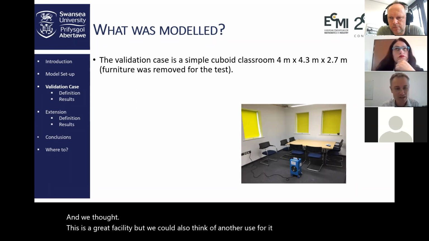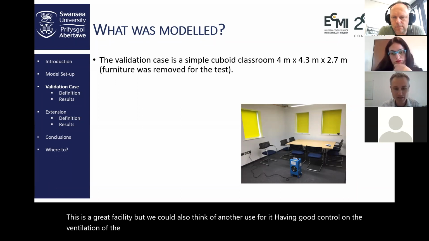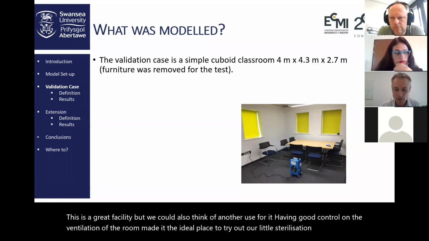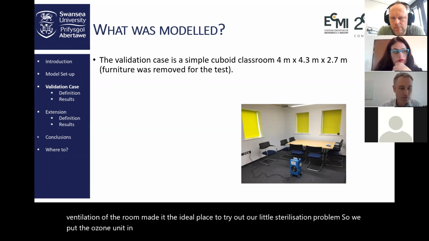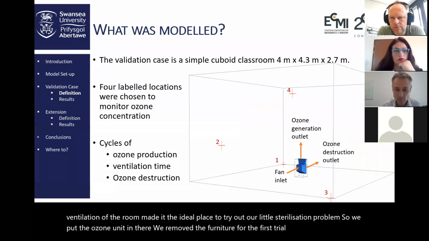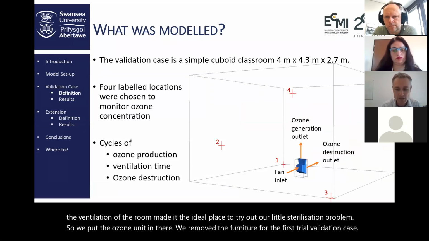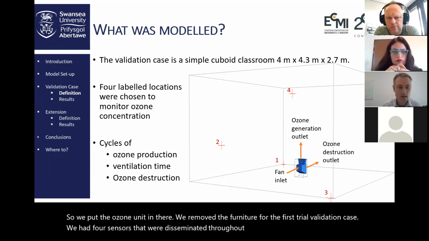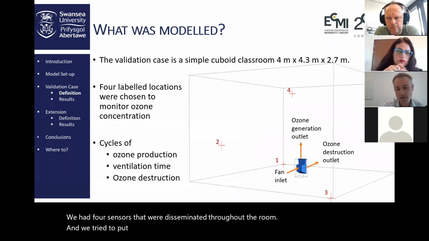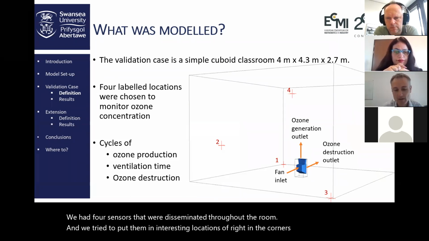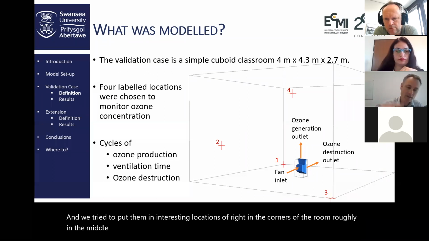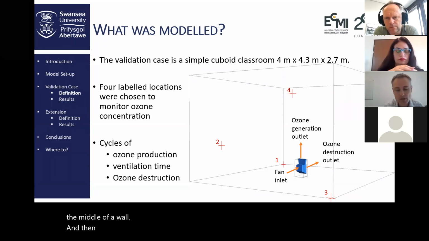Having good control on the ventilation of the room made it the ideal place to try out our little sterilization problem. So we put the ozone unit in there. We removed the furniture for the first trial validation case. We had 4 sensors that we disseminated throughout the room, and we tried to put them in interesting locations, so right in the corners of the room, roughly in the middle of a wall, and then up near the top, attached to one of the light fixtures.